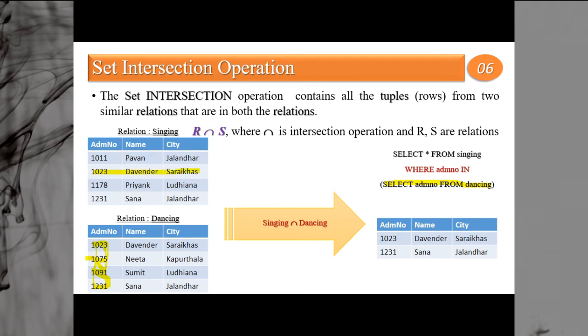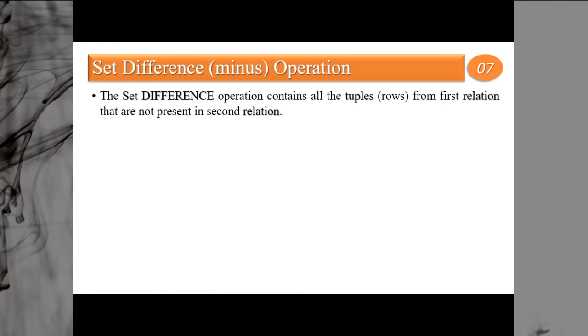Then is 1178 available in there? No. And similarly, is 1231 available there? Yes, it will be displayed. And in this particular fashion, you will get the result. So here R and S must have the same number and same type of attributes, the same restriction which we have discussed earlier. So this is your set intersection.